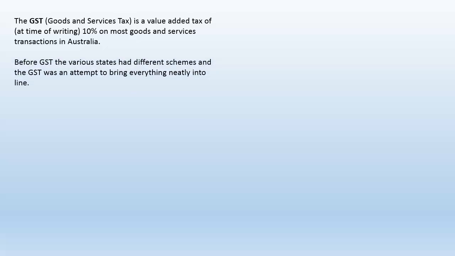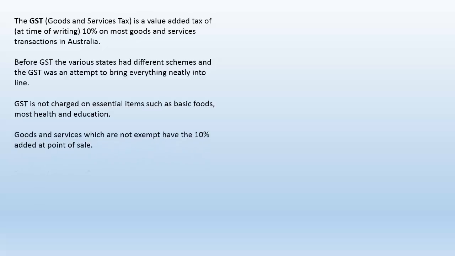Before GST, the various states had different schemes, and the GST was an attempt to bring everything neatly into line. GST is not charged on essential items such as basic foods, most health, and education. Goods and services which are not exempt have the 10% added at point of sale.